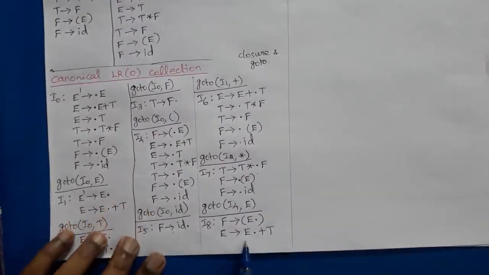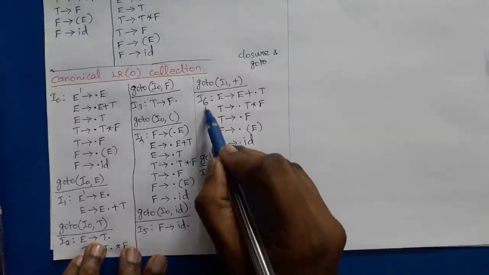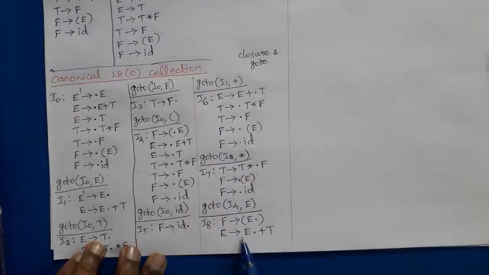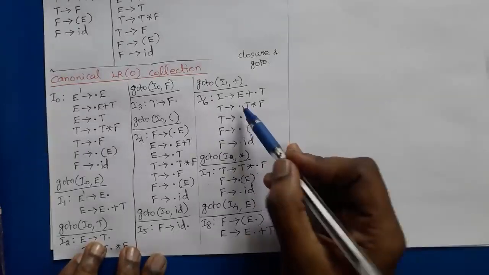Then consider the final step. If you shift the dot for this, we will get item number 6 because E tends to E plus dot T, that is already written in item number 6.